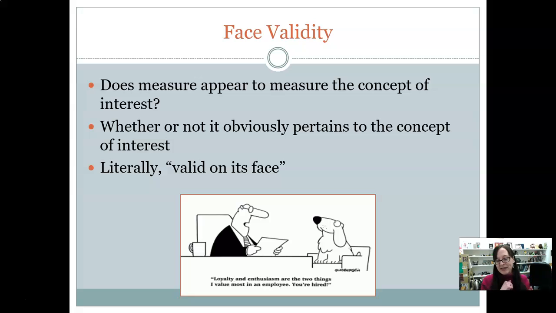And I've got this little comic here: "Loyalty and enthusiasm are the 2 things I value most in an employee. You're hired." Well, it sounds good, but when you see that he wants to hire a dog, that's not very valid on its face if he wants an actual human employee. So face validity is just, is it obviously measuring what you think it's measuring or not?